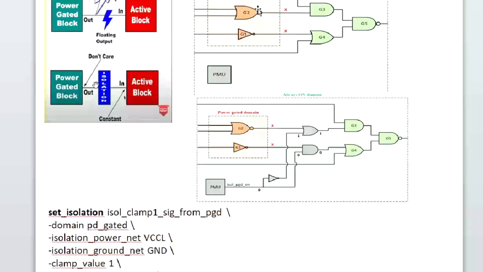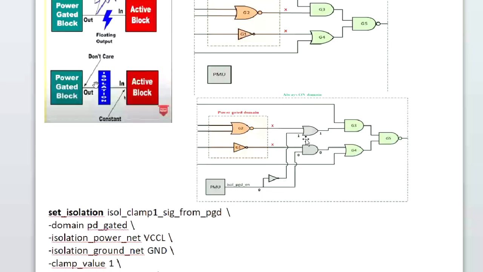If the power gated domain is off, then we have the PMU. Initially I told you the PMU is the control unit, and this is where we insert the isolation cells. From the PMU the signal passes through a NOT gate. Initially we give 0, and if we give 0 to the NOT gate, its output will be 1. So 1 goes to the OR gate.